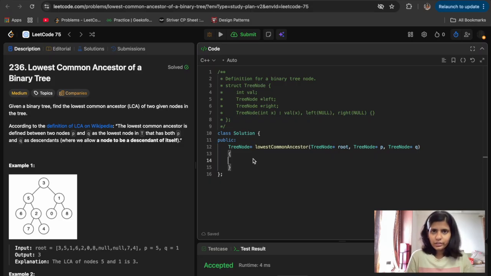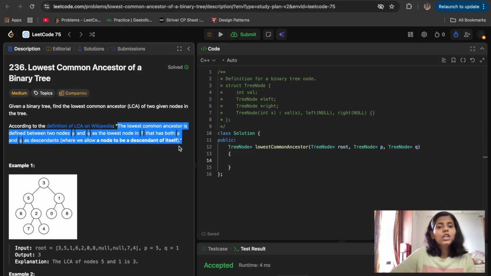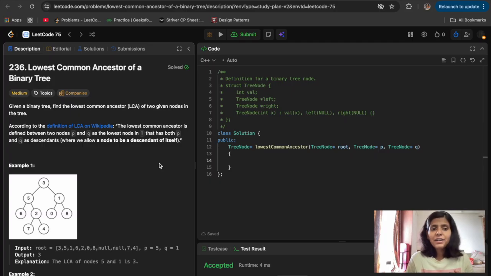Then what is the lowest common ancestor? Let's take a path from the root node. They have given the definition, so let's read their definition first. The lowest common ancestor is defined between two nodes P and Q as the lowest node in the tree that has both P and Q as descendants, where we allow a node to be a descendant of itself.